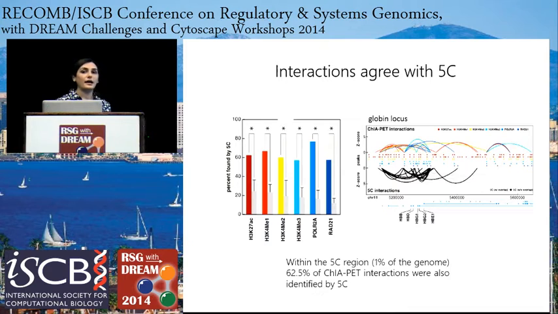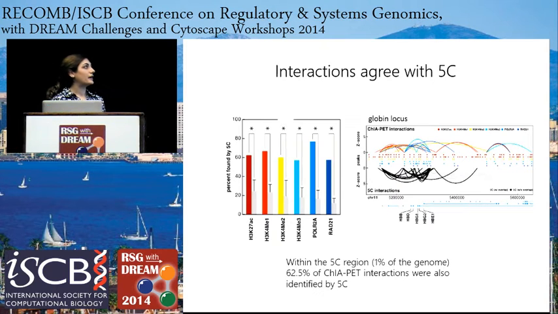Then we compared our interaction data with 5C. 5C is a very high resolution technique to detect chromatin interaction, but the limit of this technique is low coverage of the genome, almost 1% or more. But it's very high resolution, so we wanted to confirm our interactions by comparing with 5C. We got above 60% overlap between ChIA-PET interactions and 5C interactions in all of our data sets.